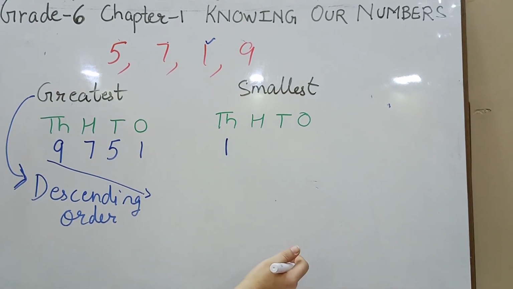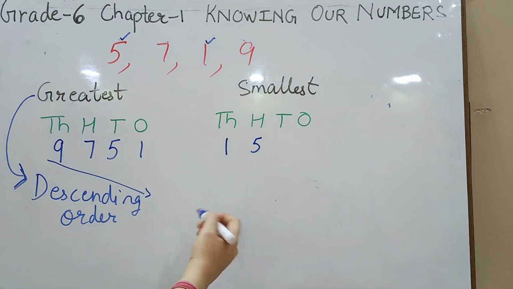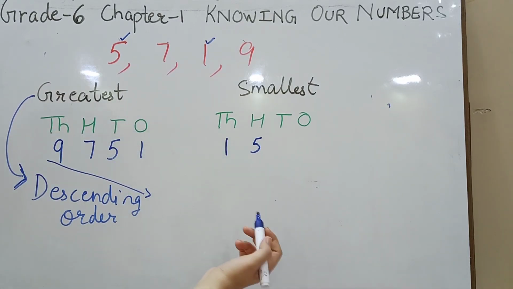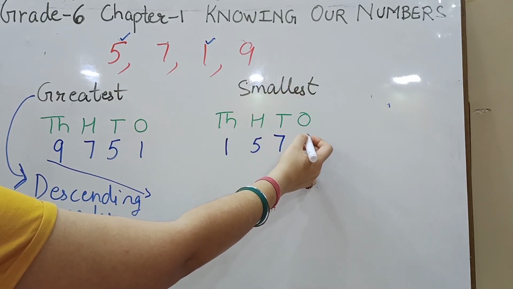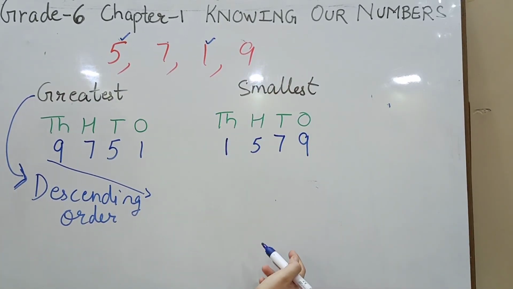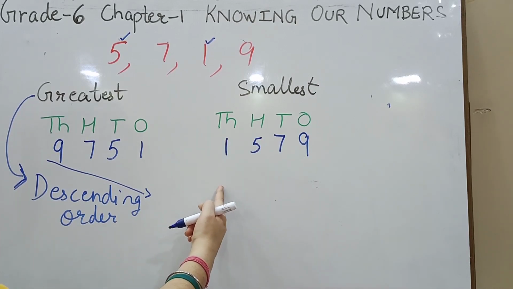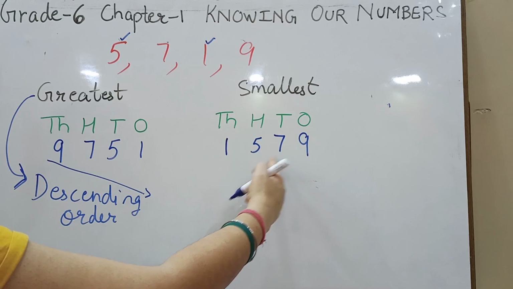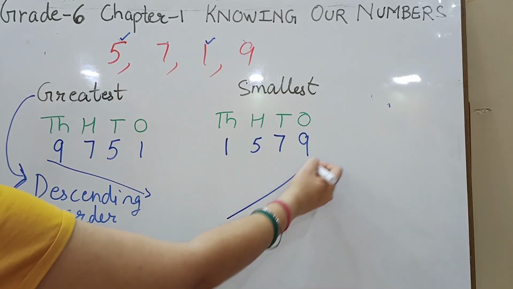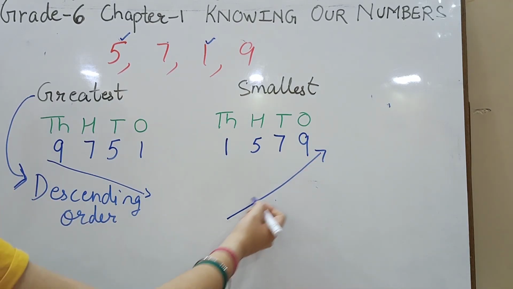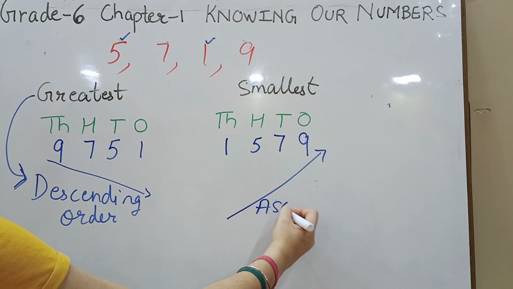Now 1 is done. Next 5, 7, 9. इन तीनों में से सबसे छोटा कौन सा है? 5. 5 is also done. Now next is 7 and 9. इन दोनों में से छोटा कौन है? 7. And then the number which is remaining is 9. So the number formed is 1, 5, 7, 9. As you can see here, we are forming the numbers from smaller to bigger. So in forming the smallest number, we are going to move from the smaller number to the bigger number. That means we are following ascending order.